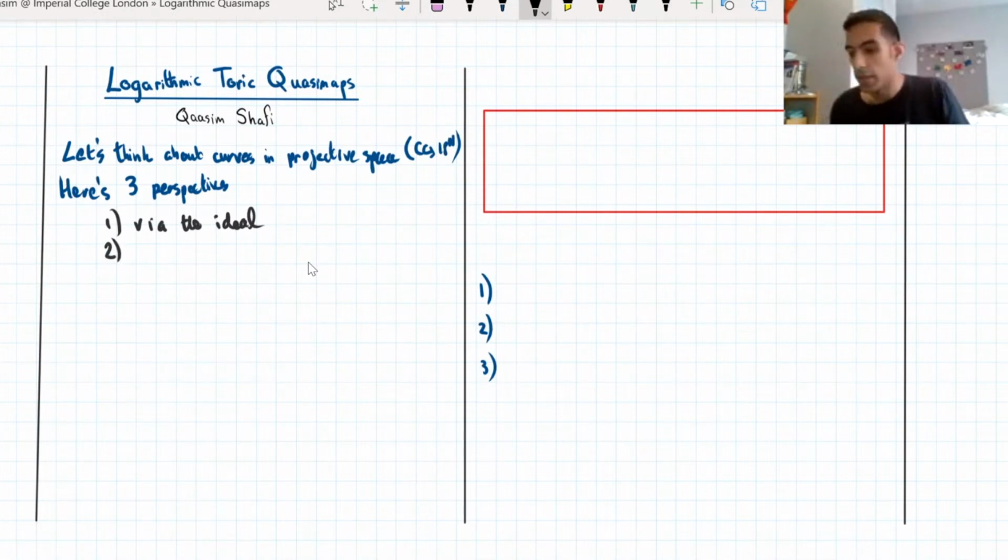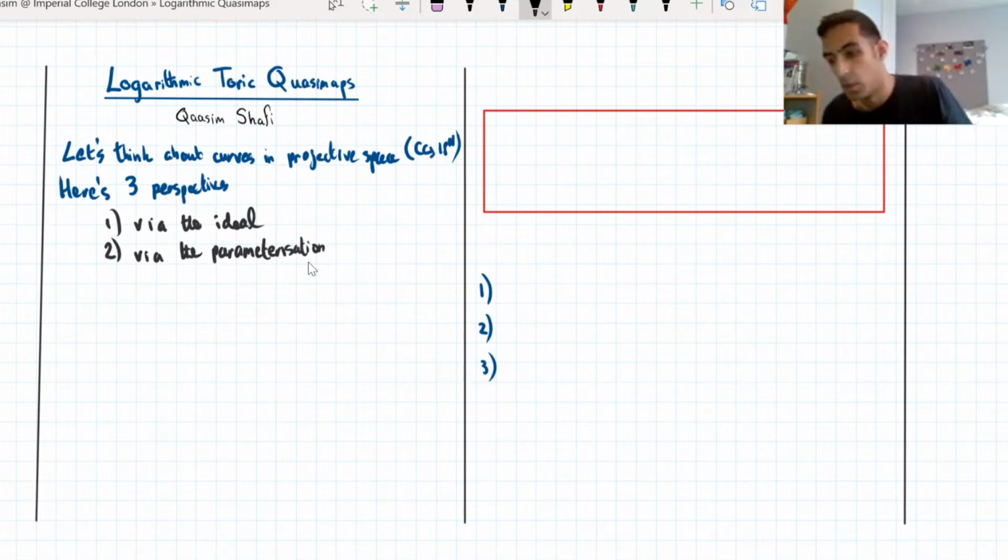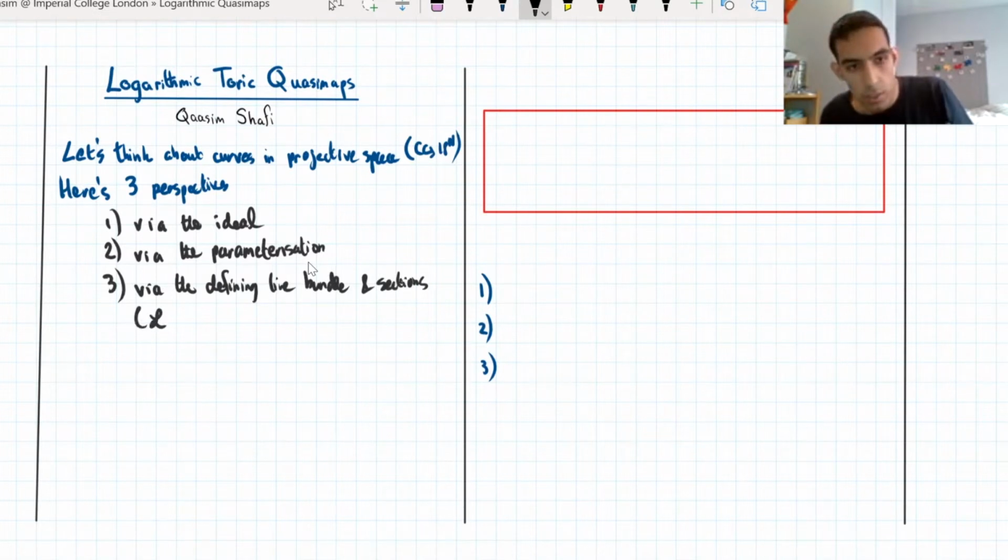The second way I could think of it is via a parameterization. And the third one is, because this is a parameterization, just a map to projective space, I could think about this via the defining line bundle and intersections. Because every map to projective space is just given by a line bundle and n+1 sections.